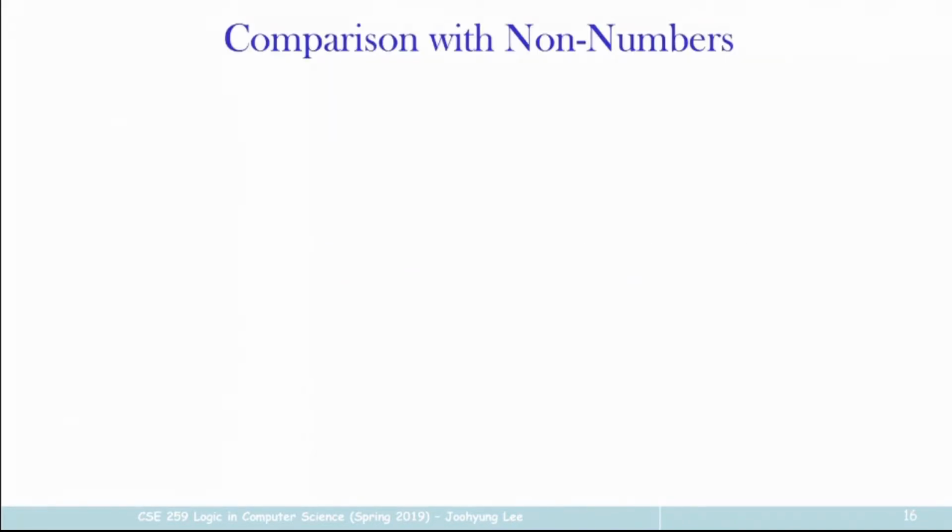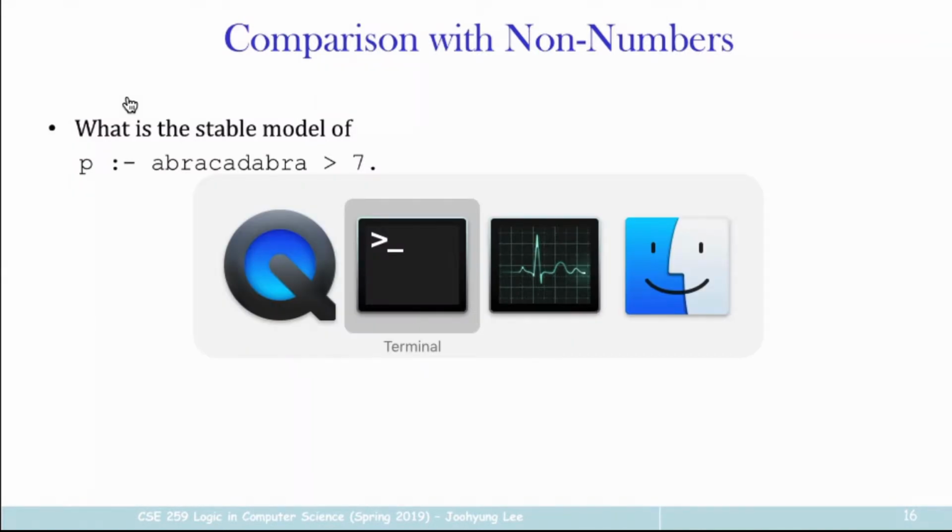And the next one is, I told you just now that you can even compare something with non-numbers. So it looks like this does not seem to make any sense. Abracadabra is greater than 7. Okay. This is actually true, because if you just look at the Unicode, the letters are after the numbers, right? So based on that, this is actually true. So if you ask Clingo to do this, let's actually try that.